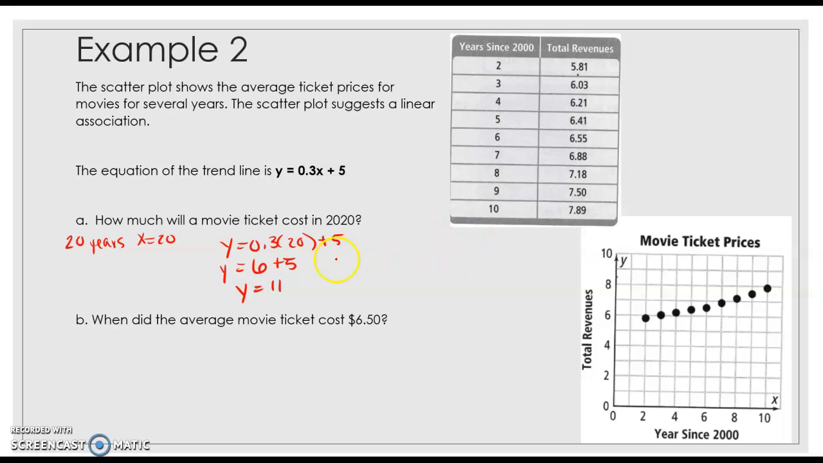And so in 2020, a ticket will cost $11, or $11 in 2020.